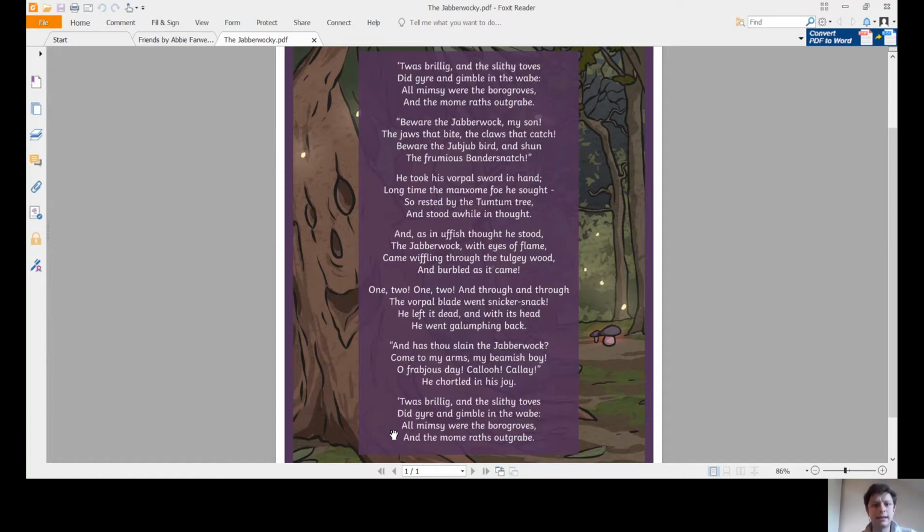Now, you might be thinking, lots of that poem did not make sense, and you're absolutely right. There are lots of words here that the poet made up, but that's okay. We can use our reading skills to figure out what's happening. So we've got first, 'twas brillig. Now, brillig isn't a word, but have a think about it.